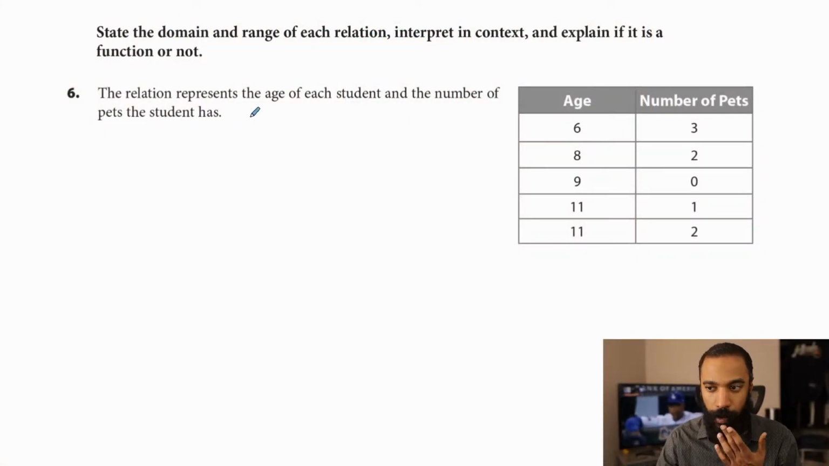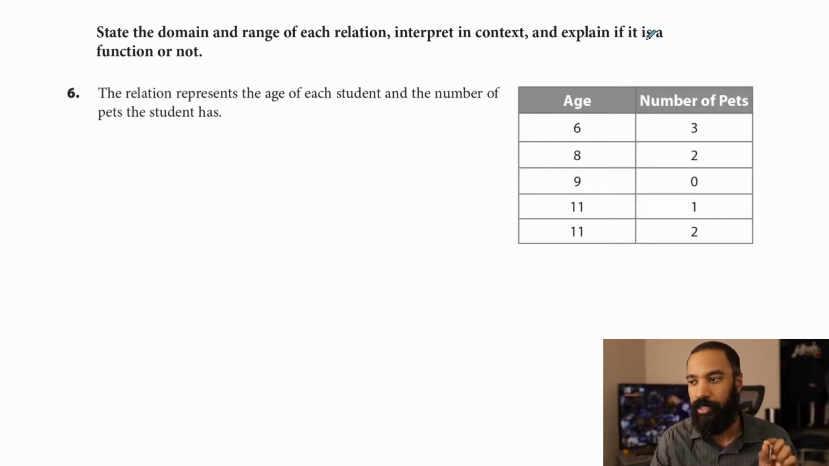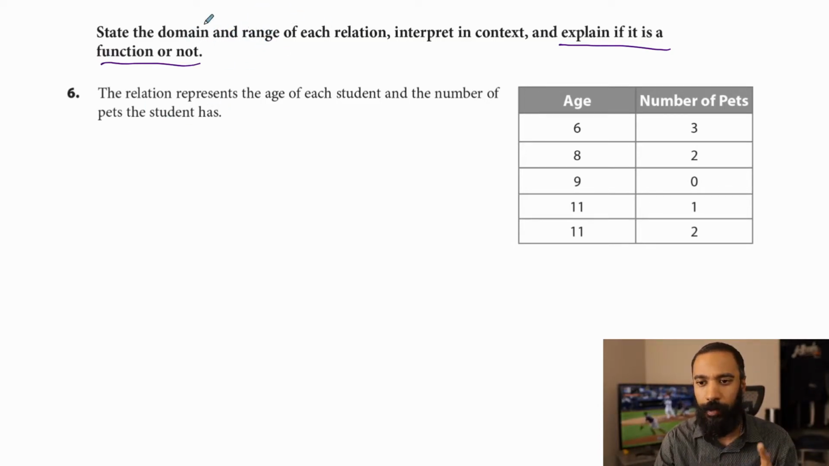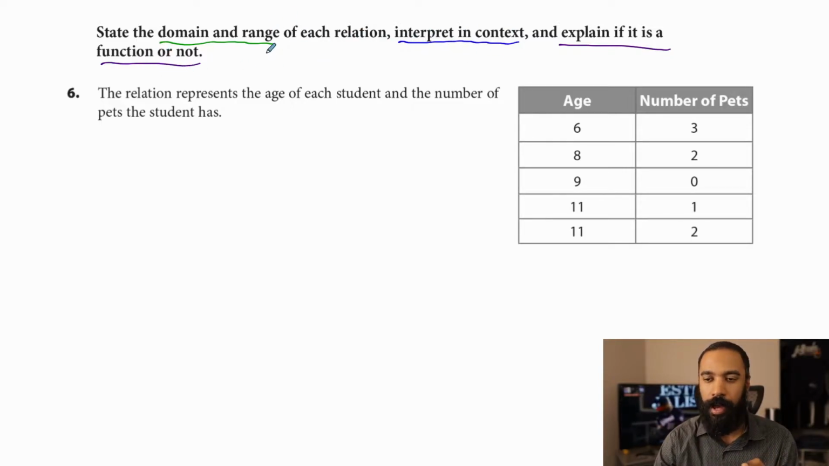Number 6, state the domain and range of each relation, interpret in context, and explain if it is a function or not. So now we're going to have the function portions here, finally, at this point. I think we get a lot of these instructions over and over, so you're going to see a lot of different word problem varieties. We have to state the domain and range to start. I'm going to go ahead and highlight these in green for domain and range. Interpret in context, meaning make sense of what is actually happening, what they're saying about it, and explain if it's a function. That's again, for every x, there can only exist one y value.